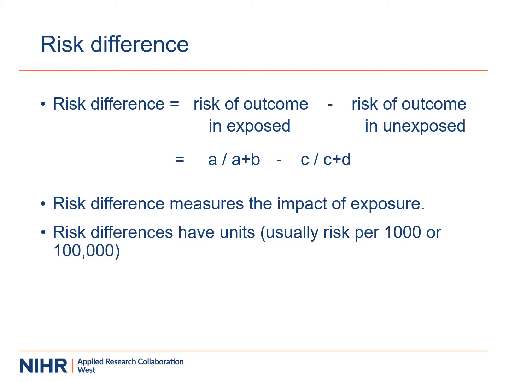So far we've considered risk ratios to compare two risks, but another way that we can compare two risks is to take the difference in risks, and to do this we can take one minus the other. And this gives us a different measure, which is sometimes more useful in understanding the impact of the exposure on a population. So a risk difference has units, and this is usually presented in terms of the risk per 1,000 or risk per 100,000 people.